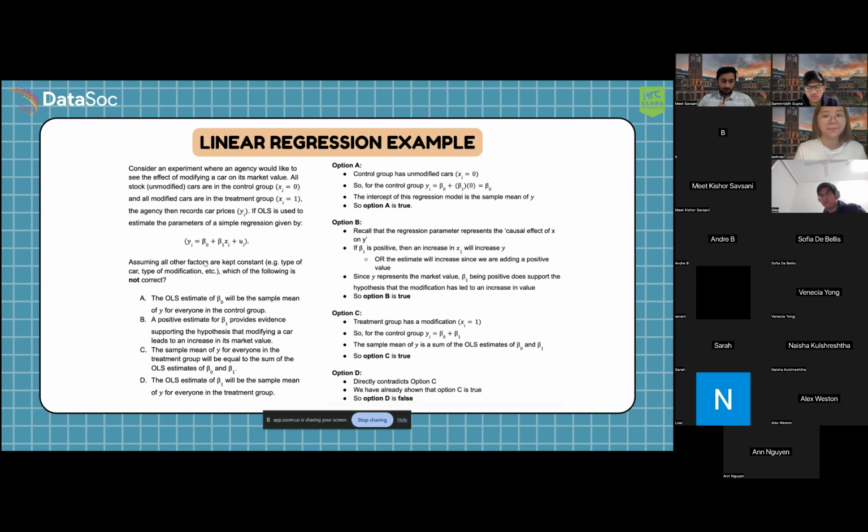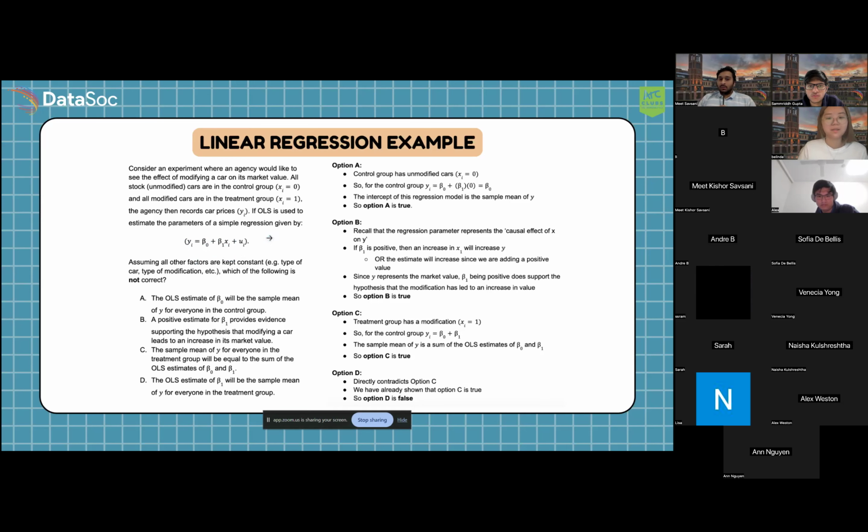And for option B, the regression parameter represents the causal effect of x on y. Here, if b1 is positive, then an increase in x1 will also increase y1. As you can see here, if this one increases, this one will also increase because it is positive, since we are adding a positive value. And since y represents the market value, b1 being positive does support the hypothesis that the modification has led to an increase in the value. That's why option B is true.